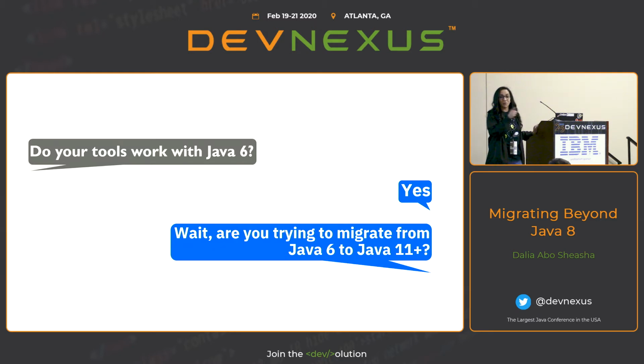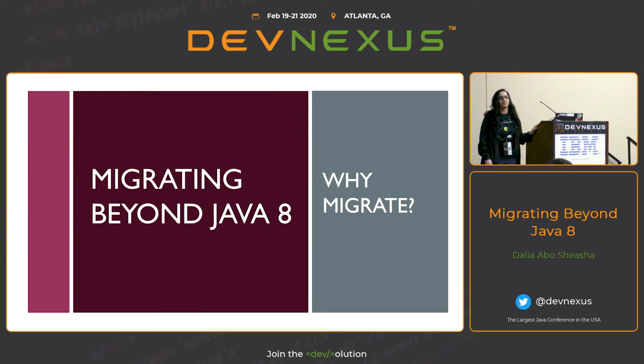I want to hear from the people that went to 11 how their process was, because I'm very curious. But the point is, most developers today are running Java 8 because it works and it's great, so why move? But we'll talk about why move in a bit. All right, so always ask yourself, why am I doing this? So why would you even migrate?